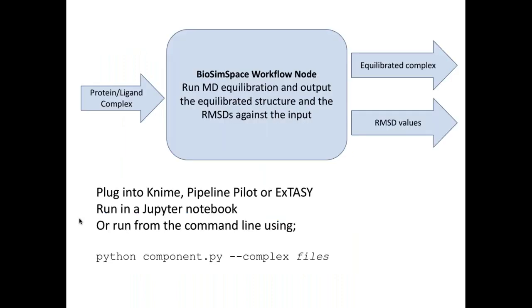So if we visualize this workflow, this is the one where you put in a protein ligand complex, and out comes the equilibrated complex and the RMSDs. This is what a workflow node will look like. And the idea is you write a BioSimSpace node that basically does the work within this box. And then that node can be plugged into KNIME, Pipeline Pilot, Taverna, can be run in a Jupyter notebook or run from the command line by placing in the inputs as arguments.